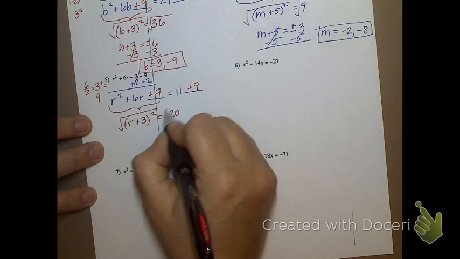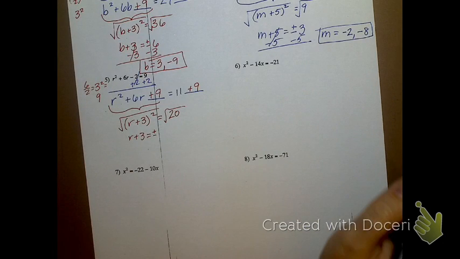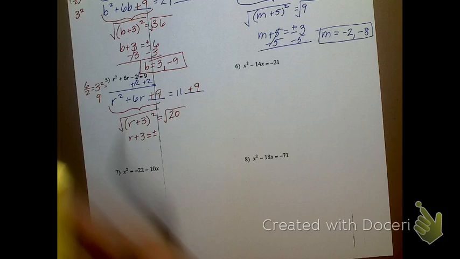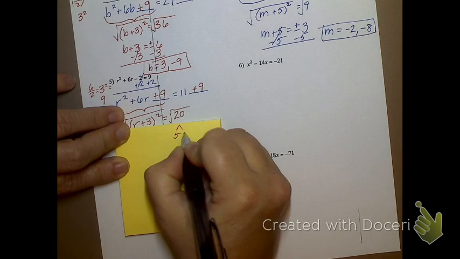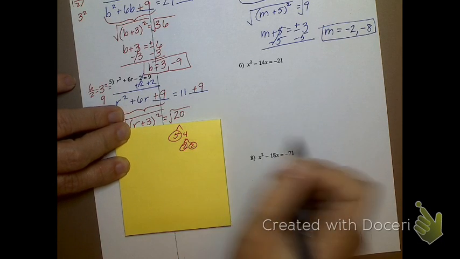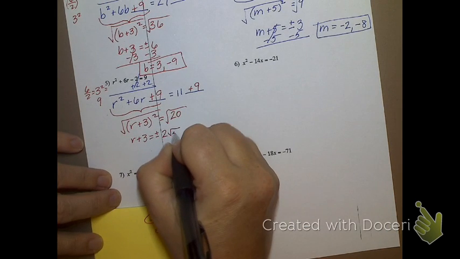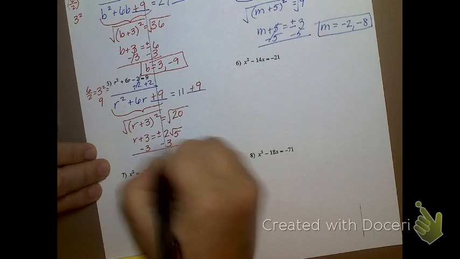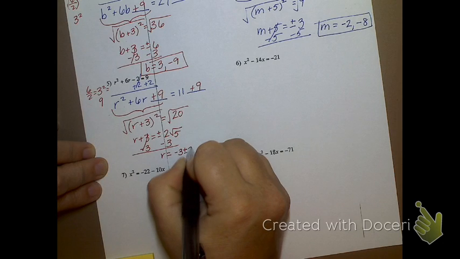Square root. R plus 3 is equal to plus or minus. Hang on, let me get my little scratch paper. Make your little tree. 20 breaks down into 5 and 4, 2 and 2. So what does it become? 2 rad 5. Then what do I do? Subtract 3, and how do I write my answer? R equals negative 3 plus or minus 2 rad 5.